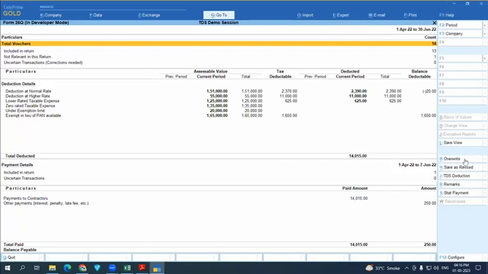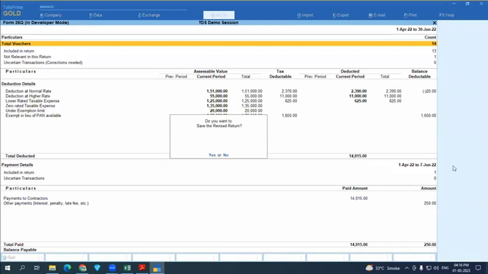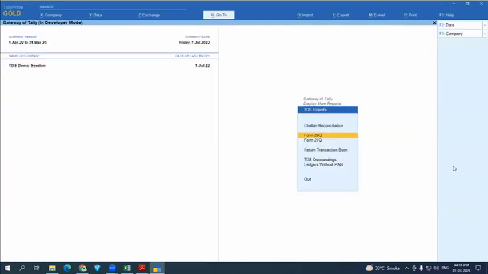Override means the return is prepared but not uploaded to the government side. That is override. If the return is prepared, uploaded to the government side, and then a modification is done, that is called a revise return. So right below that, the button Save as Revise is there. See, override and save as revise. So I can save as revise here, yes, that is revised.